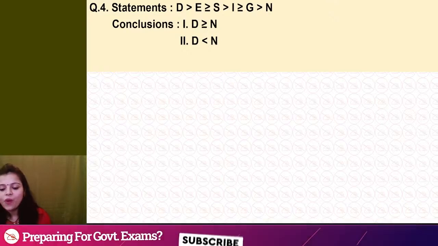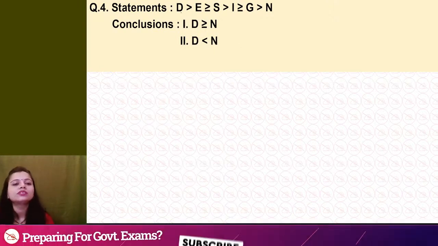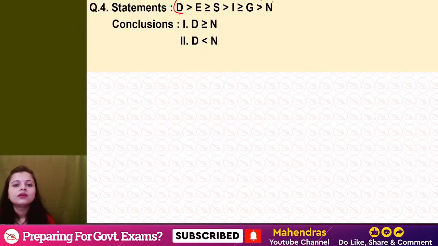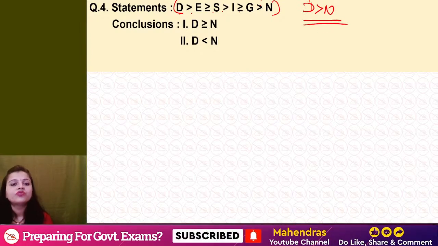First, observe the question carefully, what the question is demanding. The question wants the relation between D and N. Just see what is the relation between D and N. Greater, greater, equal, greater, greater, equal, greater. That means you are getting D is greater than N. So the first one is saying D is greater than or equal to N.